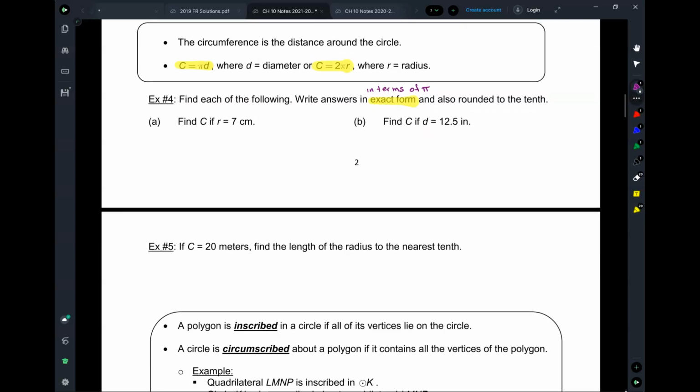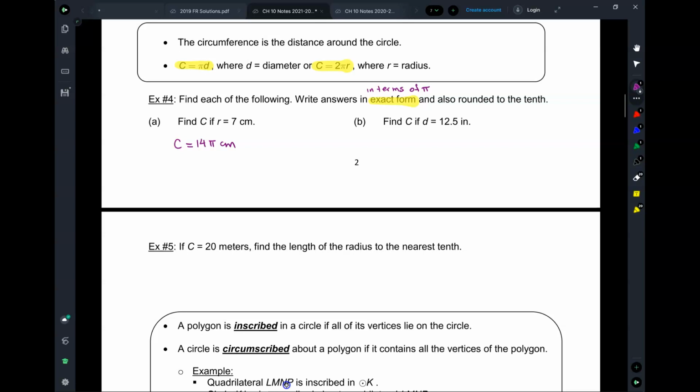Okay, so you need to find C if r is equal to 7 centimeters. So C is 2 pi r. If the radius is 7, double it, that's 14 pi centimeters. This is the exact form. It's okay that it has pi, and you can still put units even if there is pi in there.